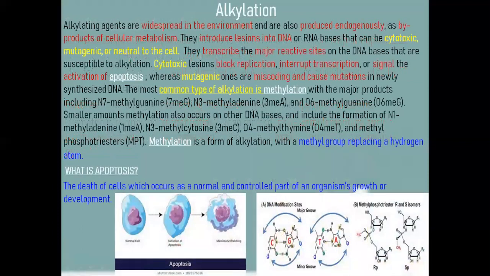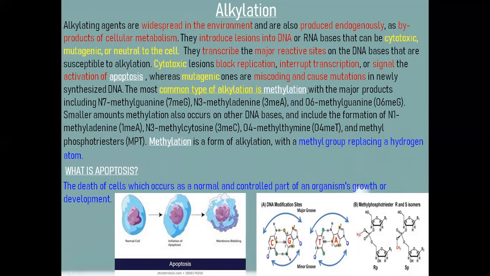Next is alkylation. This is a common type of damage, also known as methylation. Here the methyl group will be replaced by the hydrogen atom. The alkylating agents are seen abundantly in the environment. These agents are also produced endogenously as byproducts of cellular metabolism, and they cause cuts or tears in the DNA.